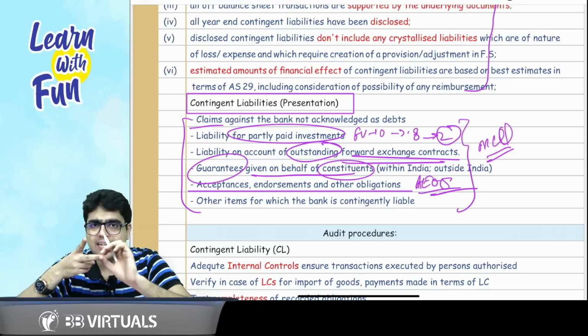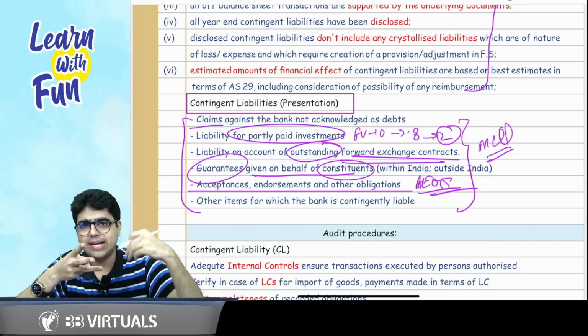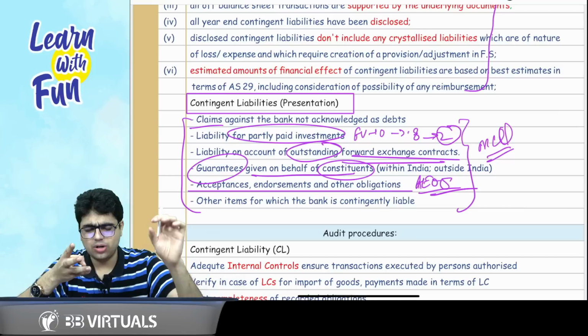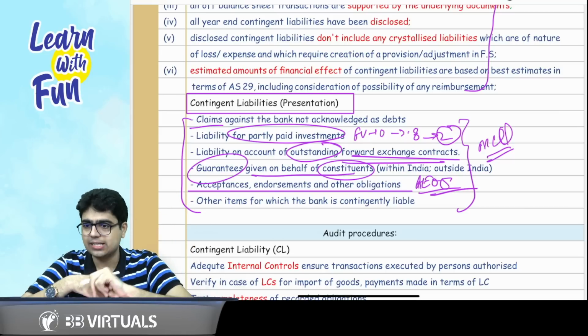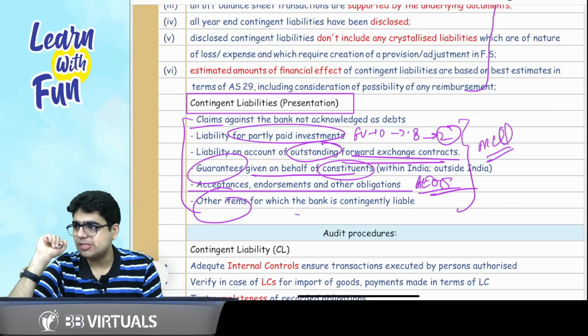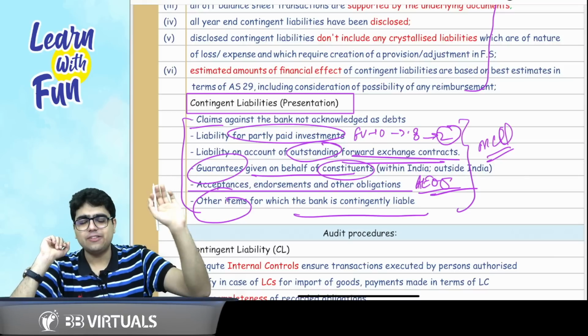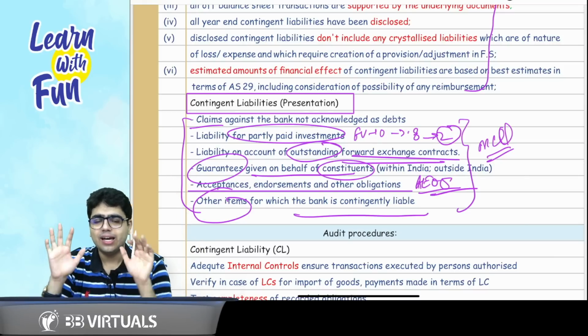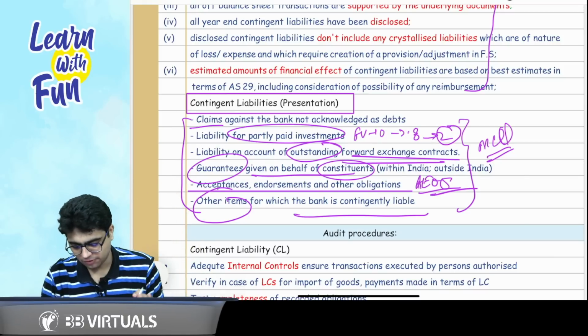Second point, partly paid up investment. Third point, guarantees which are given, AEOO: acceptance, endorsement and other obligations, and the liabilities on account of forex contracts. Last point is other items for which the bank may be contingently liable. So please revise these points two or three times. I am sure you will be able to write three or four of them in the exam.